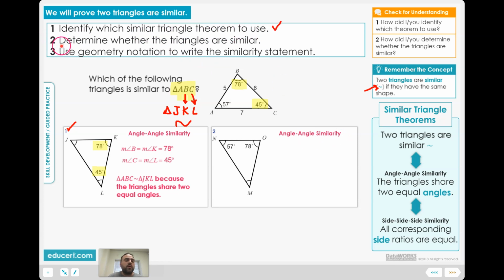Let's do step 2. Ready, read. So now I want you to use angle-angle similarity and tell me, are these two triangles similar? Be ready to say your response in the frame of, the two triangles are or are not similar. I know because, and explain your reason. The triangles are similar because they have two equal angles, 57 degrees and 78 degrees.